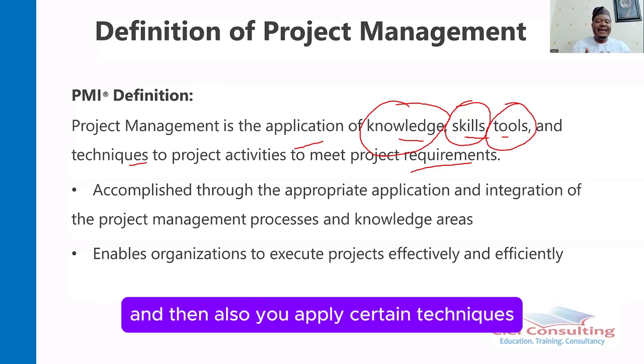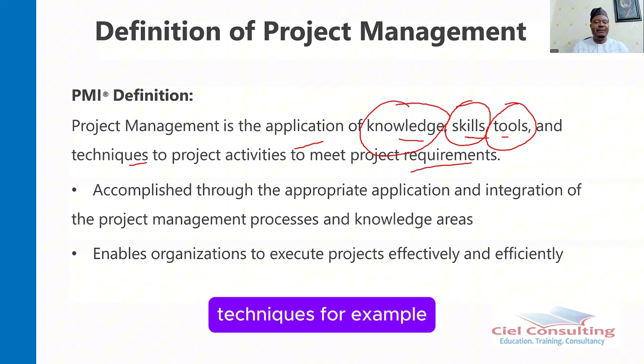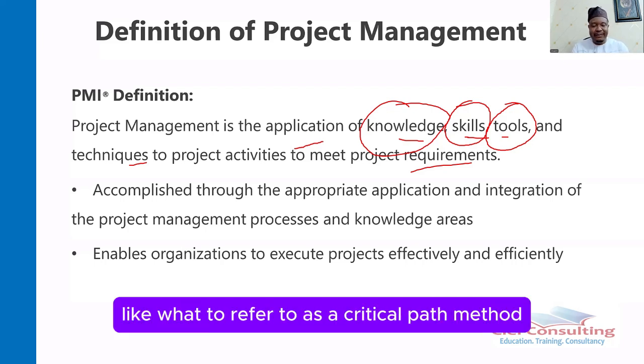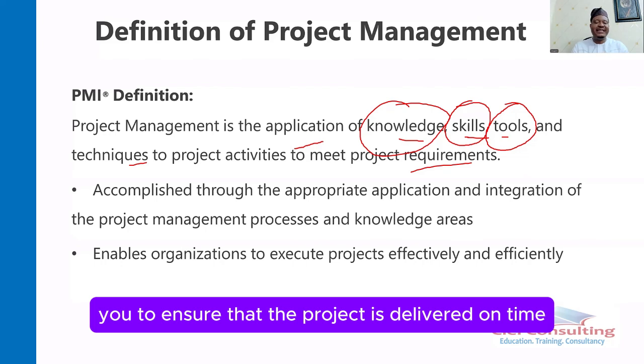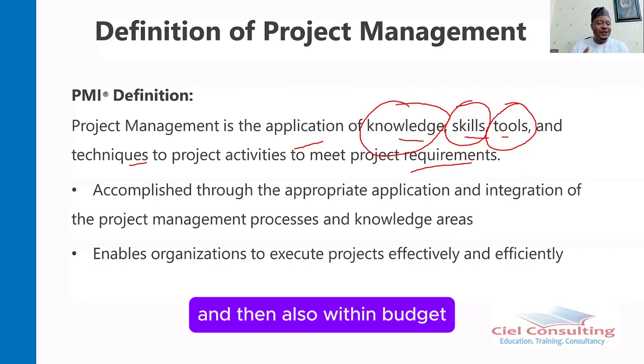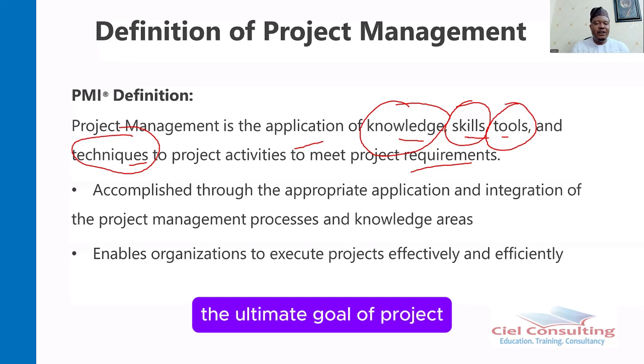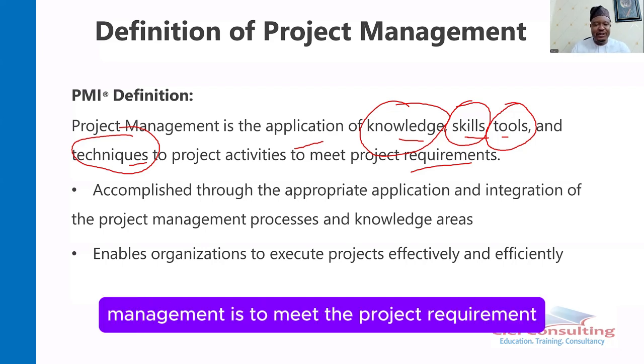And then also you apply certain techniques. Techniques, for example, like what we refer to as the critical path method, your network diagram, your Gantt chart. All of these are techniques that can help you to ensure that the project is delivered on time and also within budget. The ultimate goal of project management is to meet the project requirements.